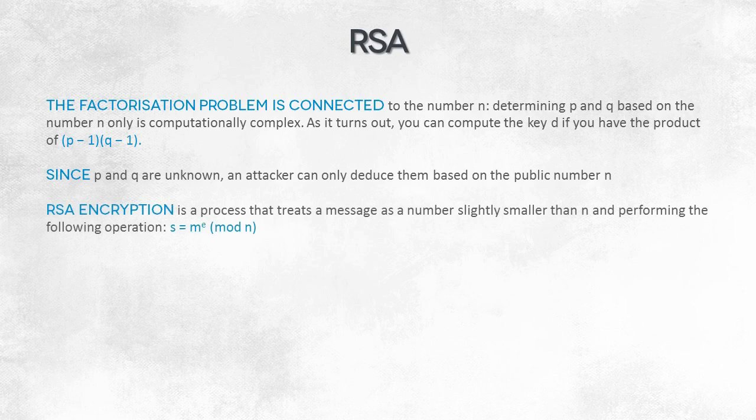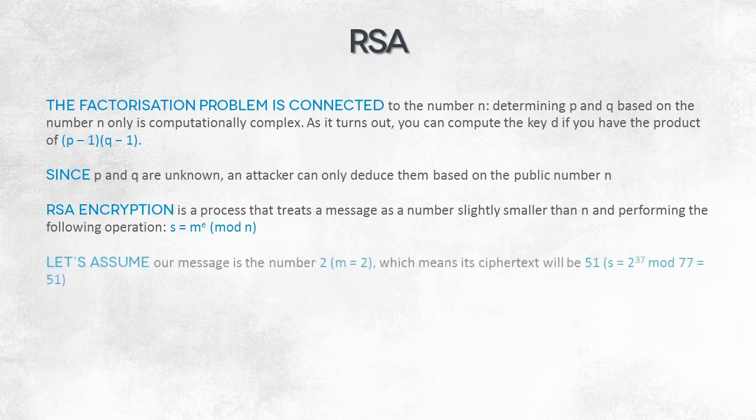Encryption itself is easy. It involves assuming that the plaintext has a value that is a bit smaller than n. Next, you perform a modular exponentiation. The ciphertext you get is the plaintext raised to the e power, modulo n. The values e and n are parts of your public key. If the plaintext was 2, the ciphertext will be 51.